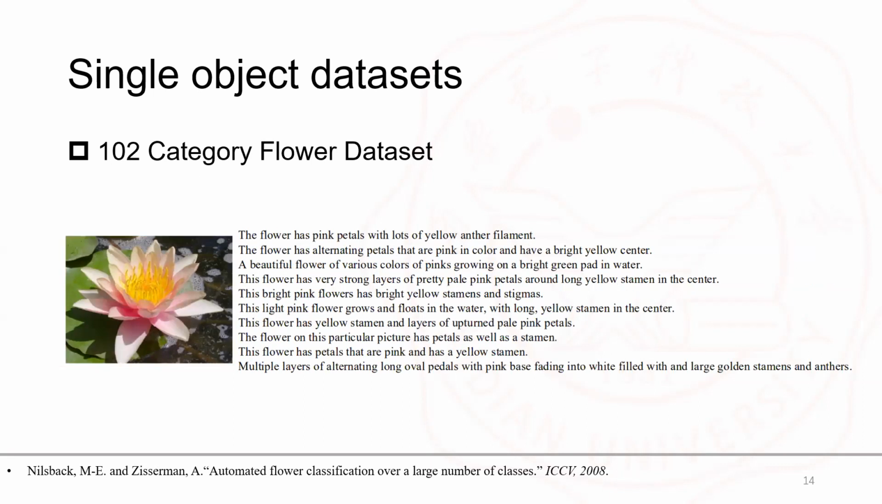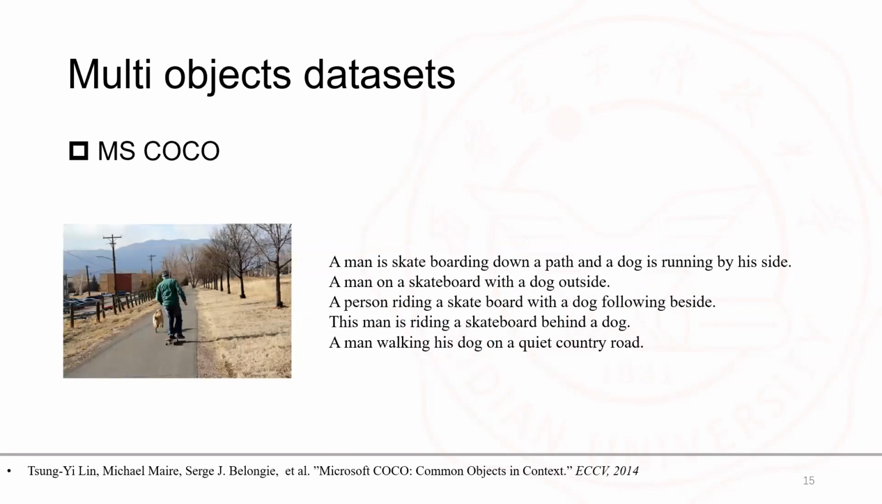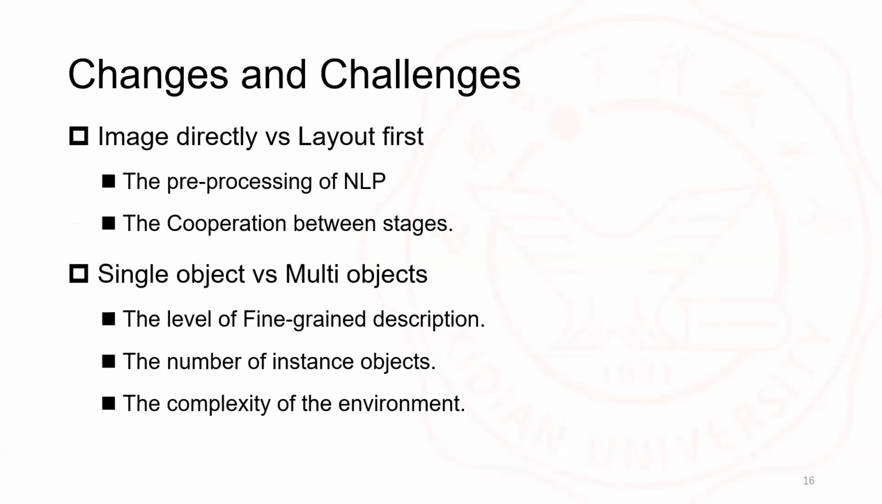Compared with CUB and Oxford, most of the images in COCO come from life. There are many objects in the images, the tree, the dog, and the other. And the scene is more complicated. Each image has a 5-sentence description. The description is brief. There are some changes and challenges between them.